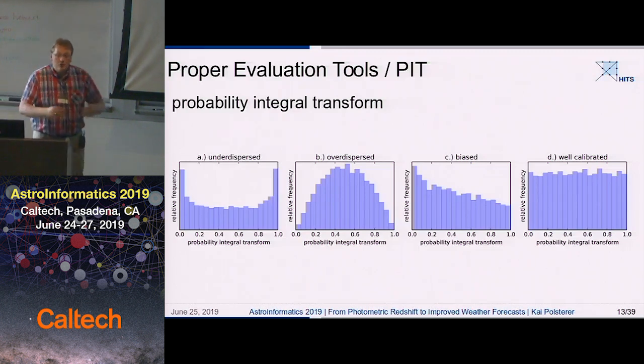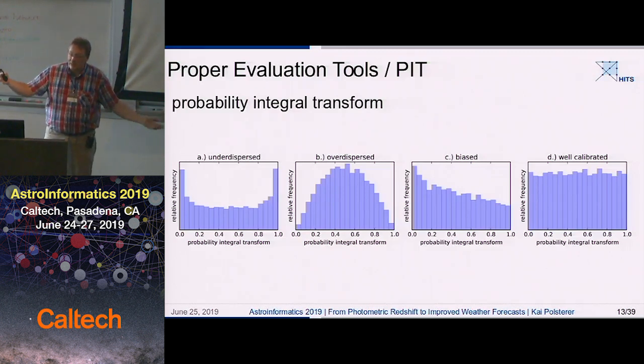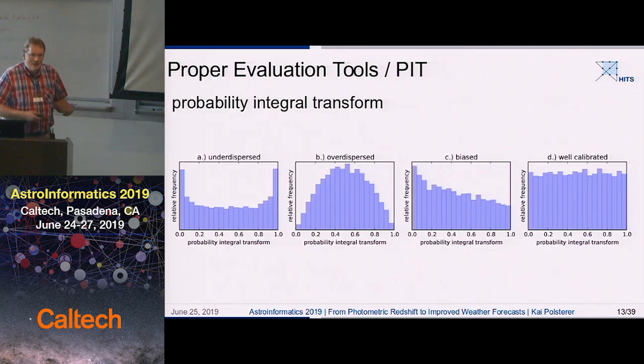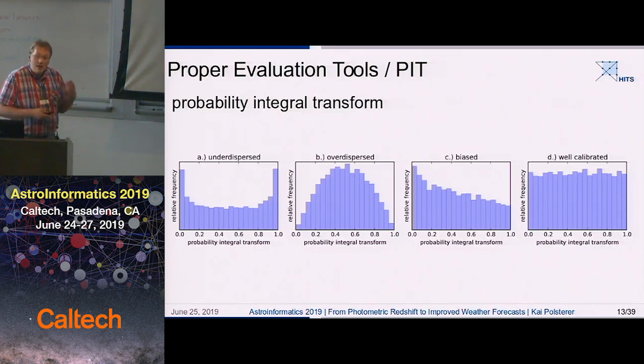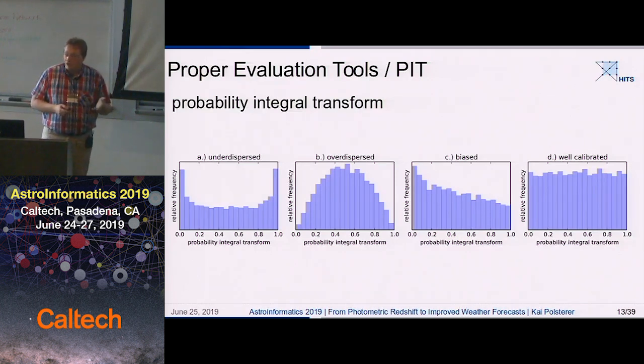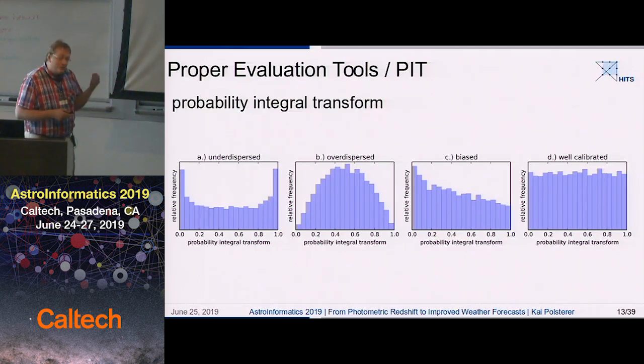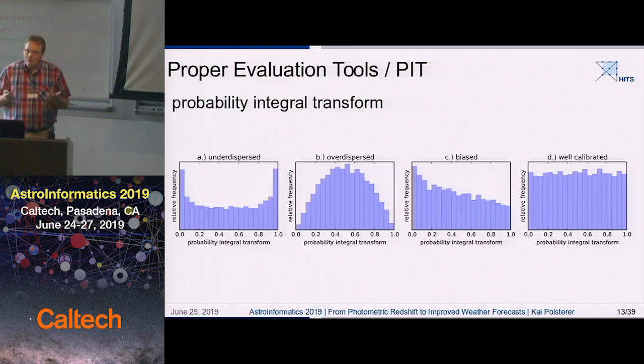You are over-dispersed, like I was in my case saying plus minus 20 degrees. Yeah, I will always hit it somewhere in the middle, but it's not uniform. If I have a bias in my prediction, it will be slanted because certain values are preferred to other ones. And only if it's really well calibrated, I get a uniform distribution. And a simple visual tool is really telling me a lot about those things.